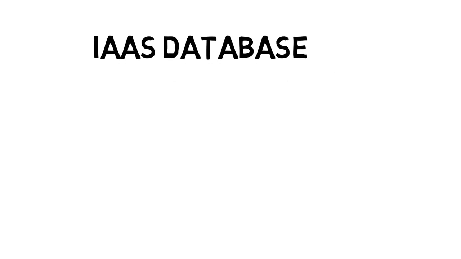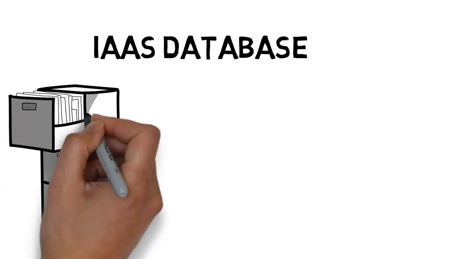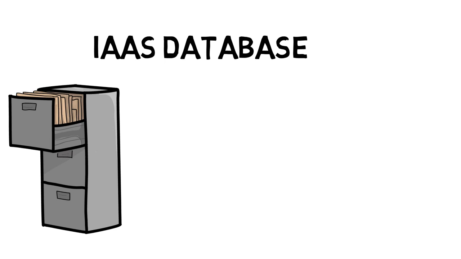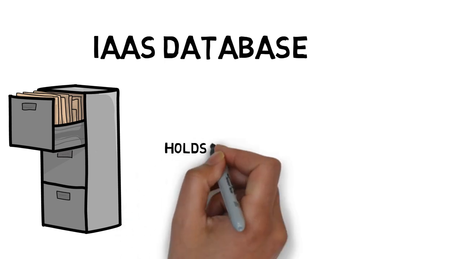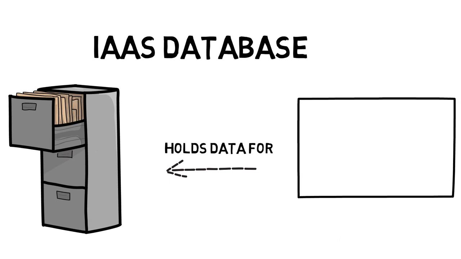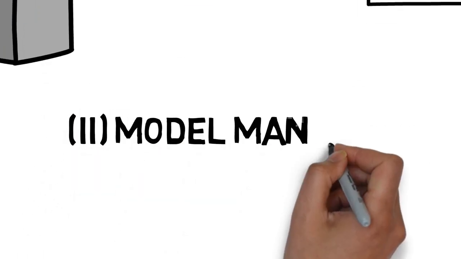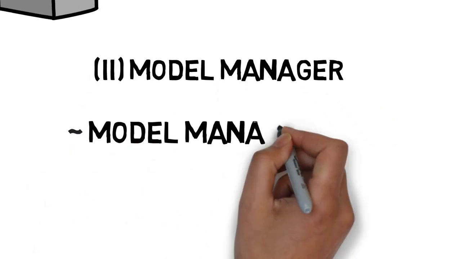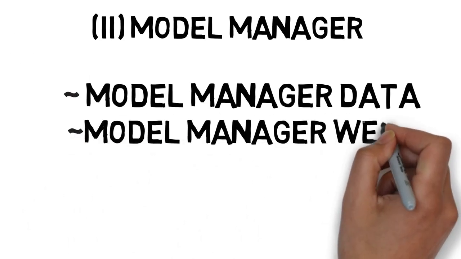Just like the vPostgres database holds data for the VRA's automation appliance components, the IaaS database holds data as well, but for the IaaS components. Next up, let's talk about the model manager. The model manager has two subcomponents, which are the model manager data and the model manager web.